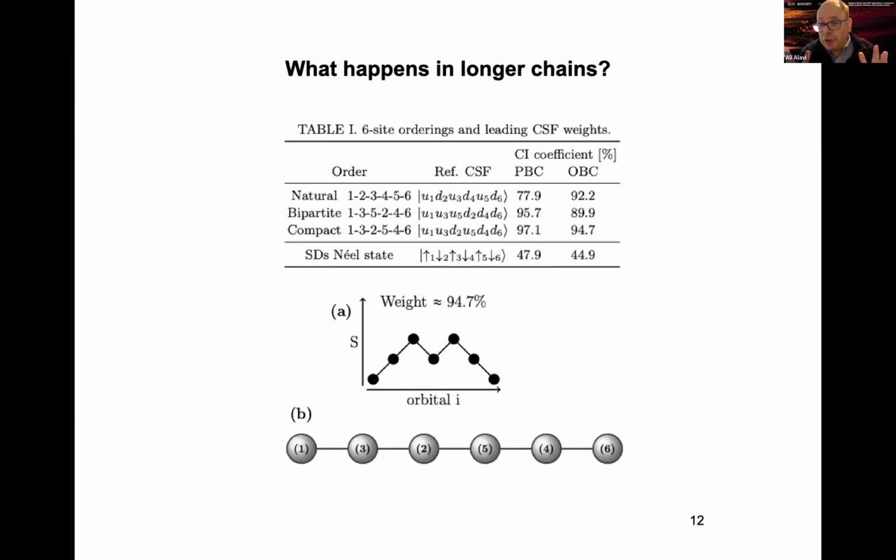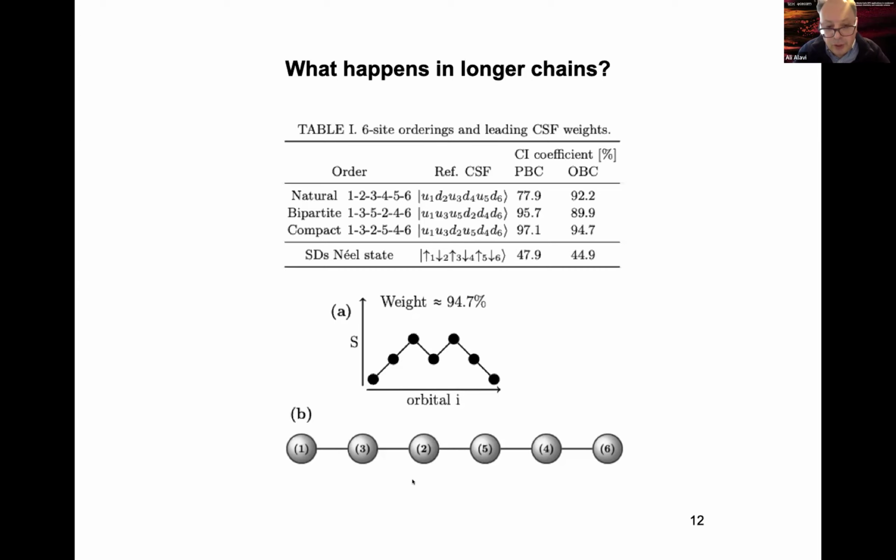And unfortunately, and not surprisingly, this doesn't generalize beyond 4 sites, actually. 4 sites also turns out to diagonalize the Heisenberg Hamiltonian, but for longer chains, this doesn't happen. But nevertheless, we find that we're able to compactify the description through this reordering trick.